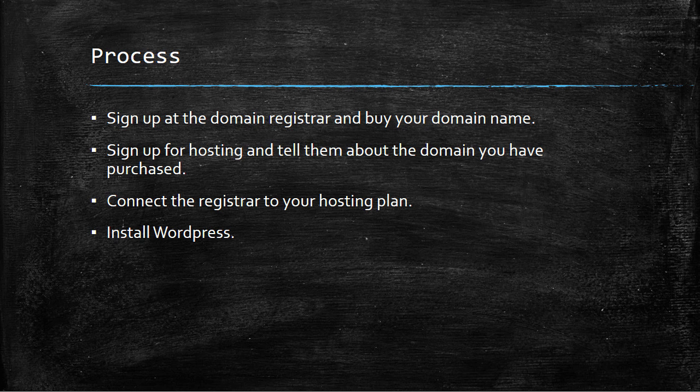Okay, let's get started. The process is simple. We sign up at a domain registrar and buy a domain name. We then sign up for hosting and we tell them about the domain name we've already bought. We then connect the registrar to the hosting plan, and then we install WordPress.